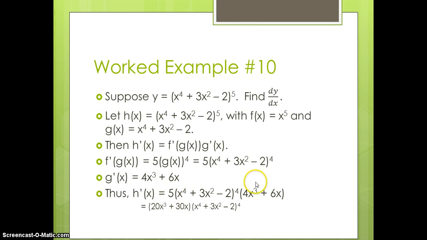I multiplied this last part by 5, and we get (20x cubed plus 30x) times (x to the fourth plus 3x squared minus 2) to the fourth.